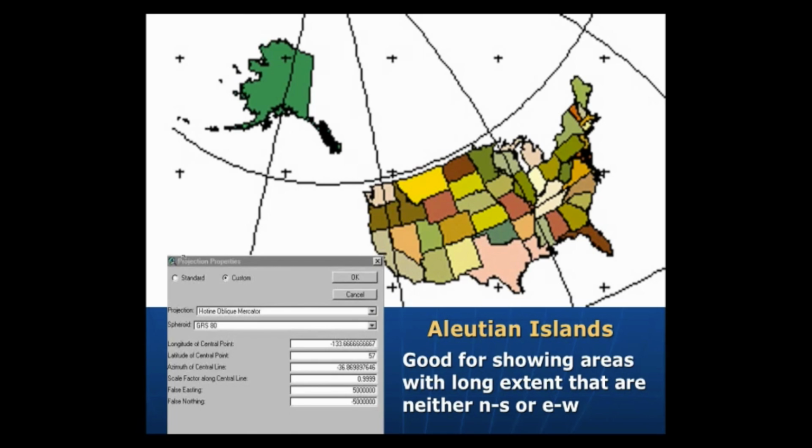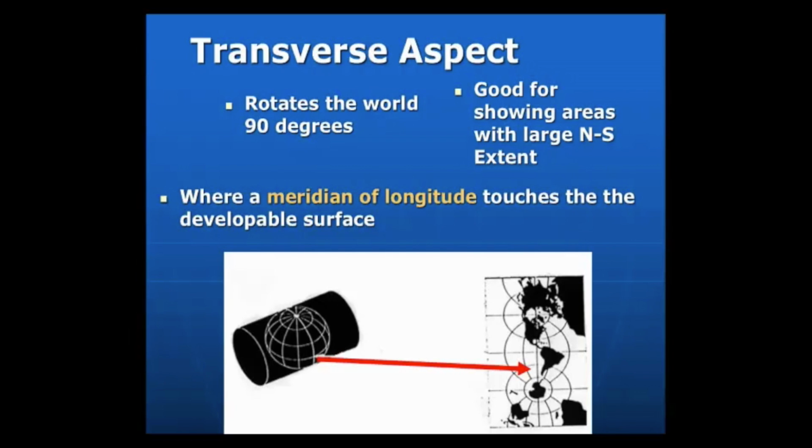But you can think of other kinds of features, especially rivers would be a very good one. Rivers don't always flow perfectly north, south, or east or west, but if you wanted to map a river, you could create your own aspect, some sort of an oblique aspect.